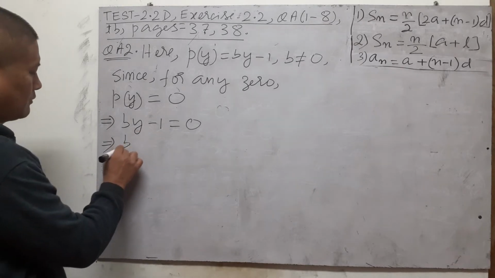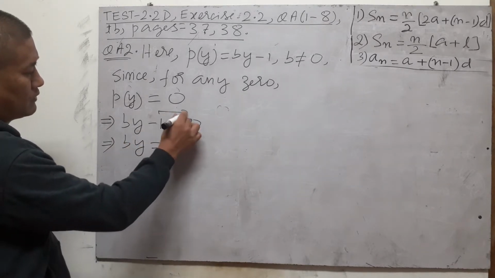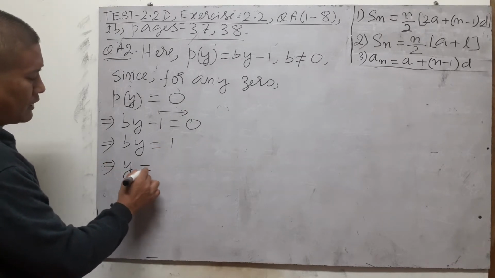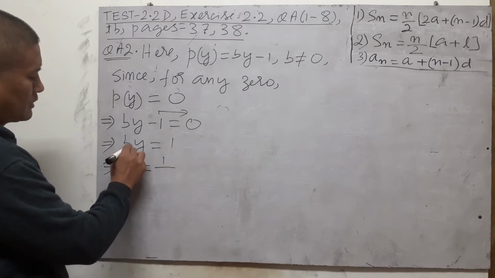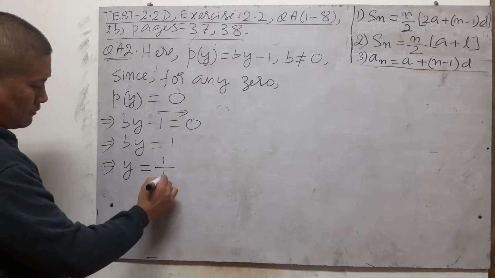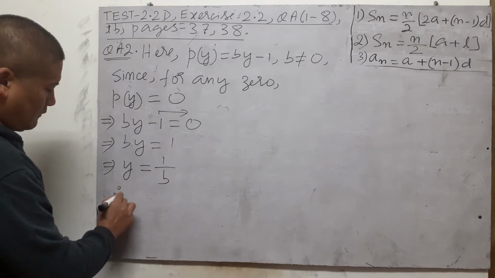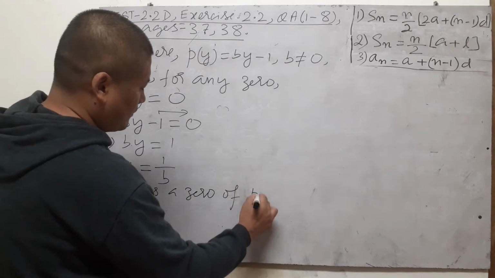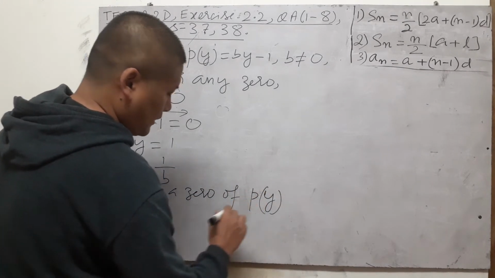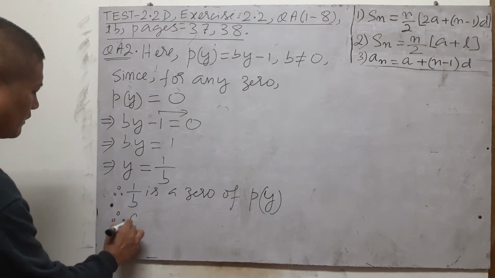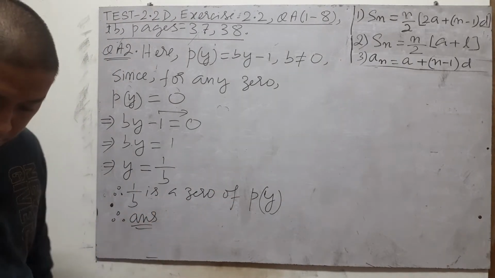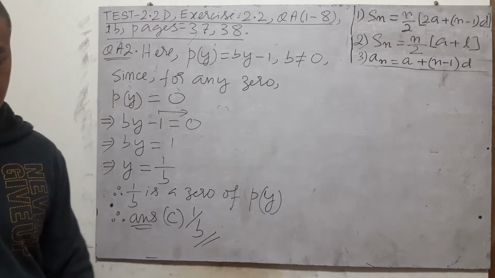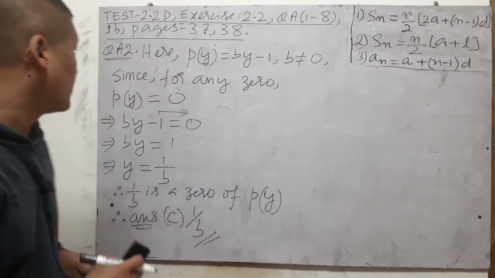So the term containing y, by, keep it alone, and minus 1 shift it to right side, becomes plus 1. So 0 means the value of the variable y, so keep y, and shift this b to the right side, which means we move it down to the denominator. Therefore 1 by b is a 0 of p of y, the value of y is called a 0. Therefore the right option is 1 by b, given in choice number C. Okay, so let's go to the third one.